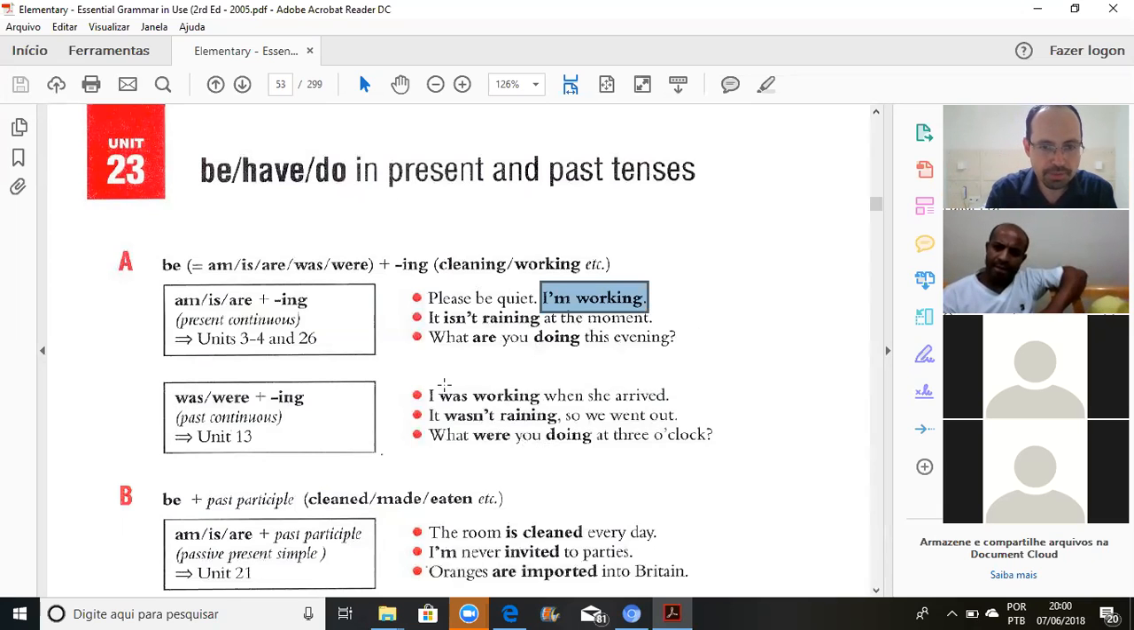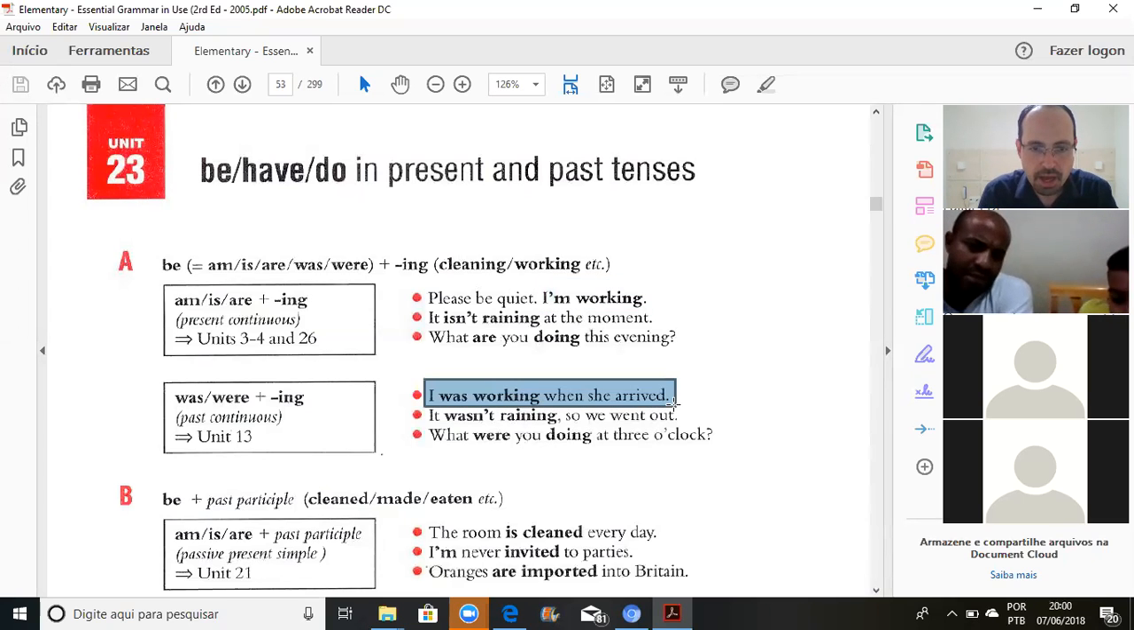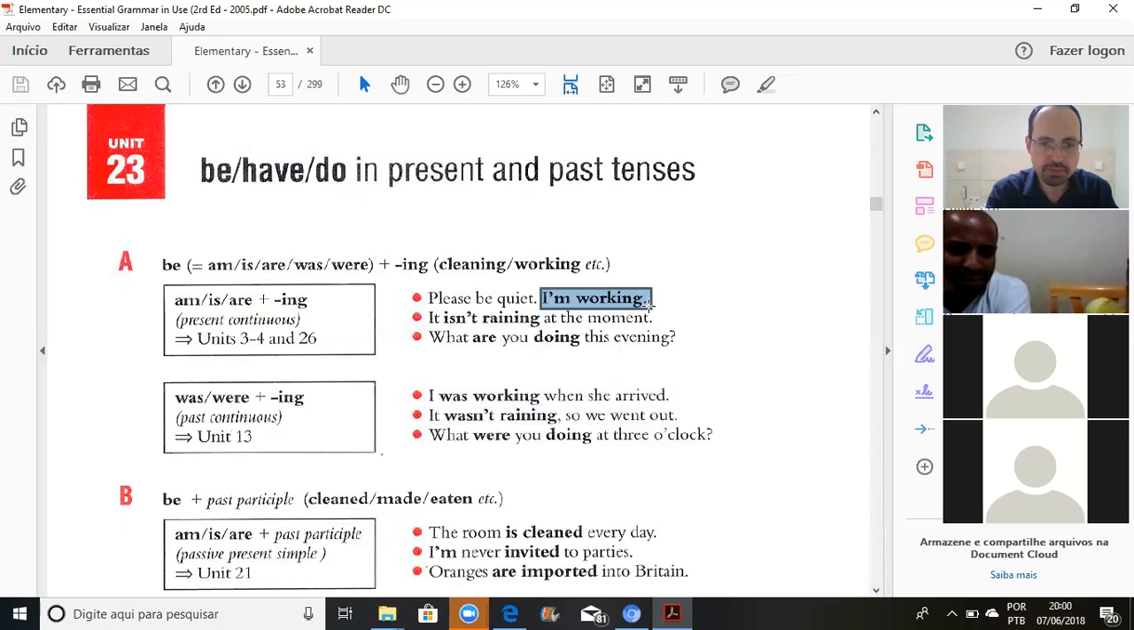Okay, so the first example we have here is, I was working when she arrived. You can see here, I am working, present continuous. I was working, past continuous. Okay? I'm referring to the past. So something was happening in the past when another thing happened. This is the explanation for this sentence here.